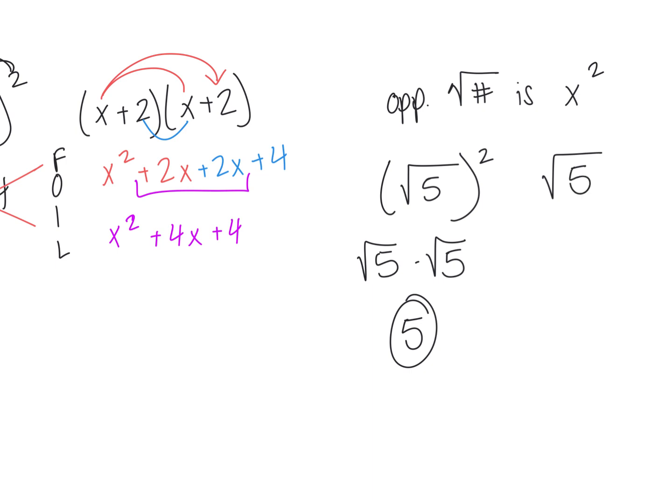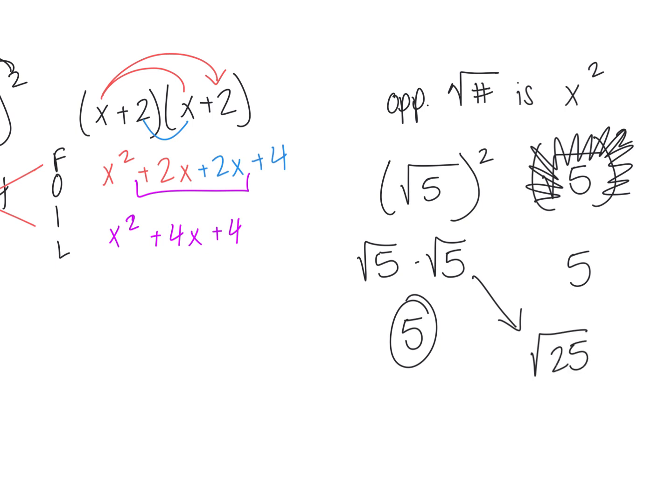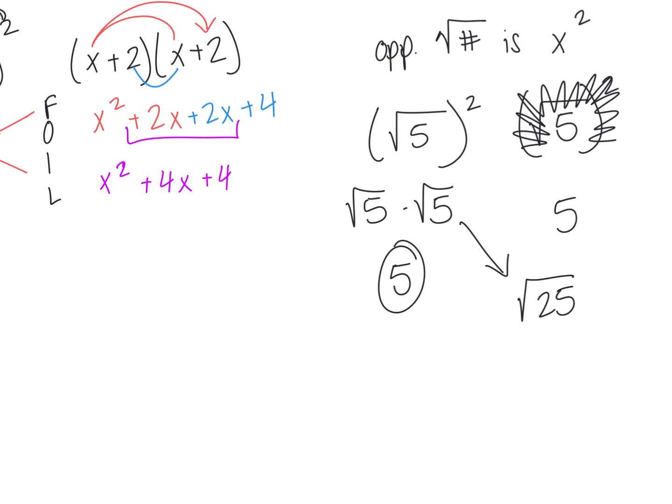But again, the opposite of square rooting something is squaring it. The opposite of squaring something is square rooting it. You're just getting rid of all of this, and you're just going to get 5 left over. Just so you know, this would have been the square root of 25, and that's a perfect root, and it would be 5. So just showing you different ways that it could be written.